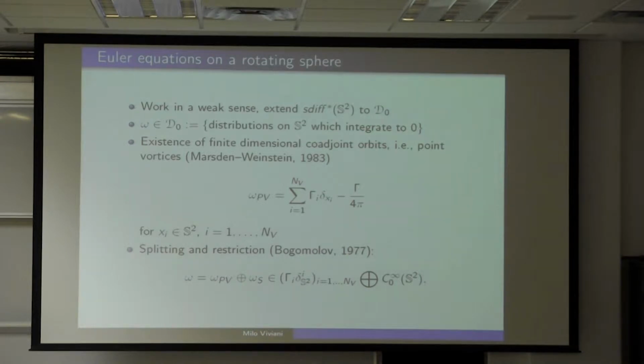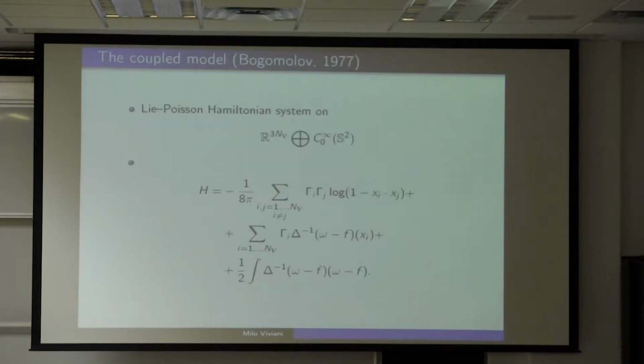The coupled system was introduced first by Bogomolov in 1977, and he does the following splitting of singular vortices and smooth background vorticity. I say restriction because we don't take the whole distribution space, but we take this kind of subspace of the distribution space, which is invariant under the Euler equation. So if we start in this space, we stay in this space. So the Euler equations are well posed on this splitting.